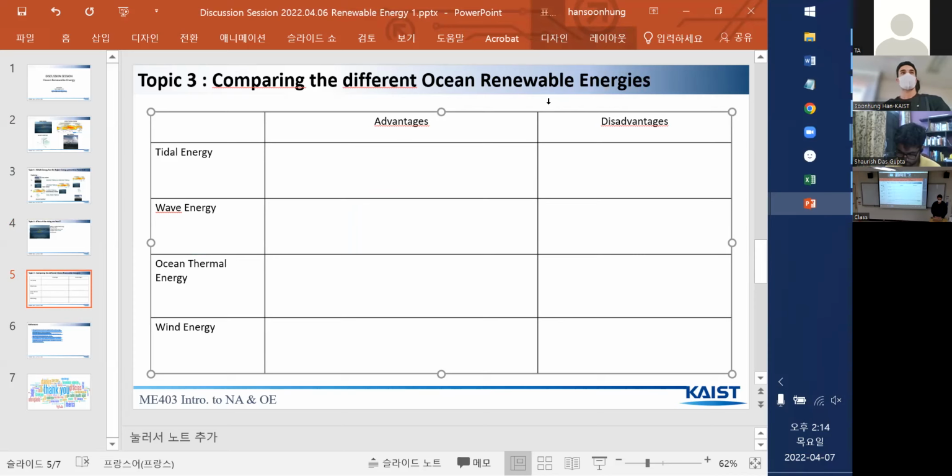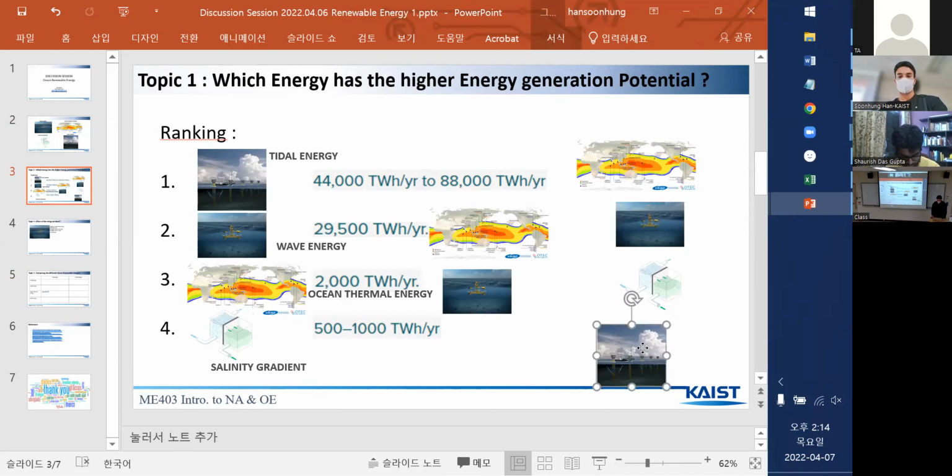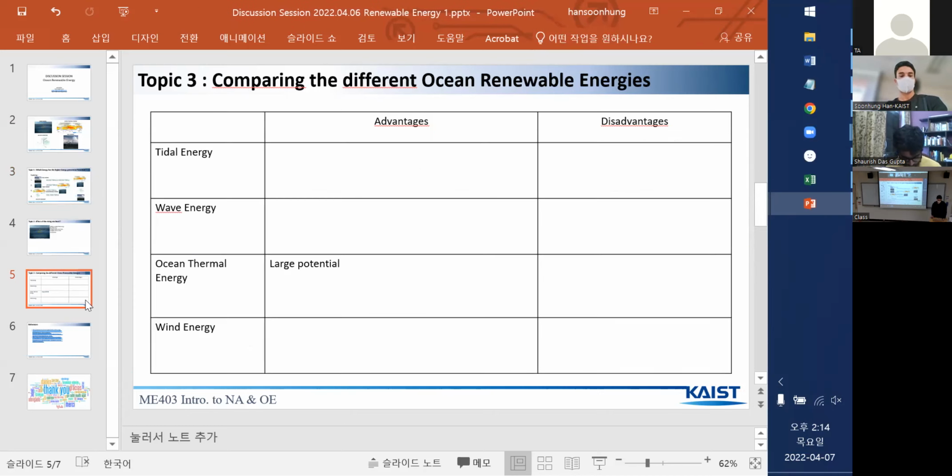Can I say something for ocean thermal? I think the advantage is obviously a very large potential, but if we look at slide 3, I thought the disadvantage might be that it's a large fluctuation. It's like 44,000 to 88,000, so you don't really know how large or how small it's going to be because it really depends on the total energy that arrives on it, I guess. So it fluctuates, so it's not very predictable, the amount you will harvest.